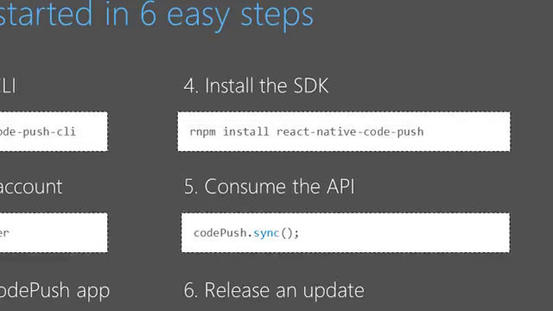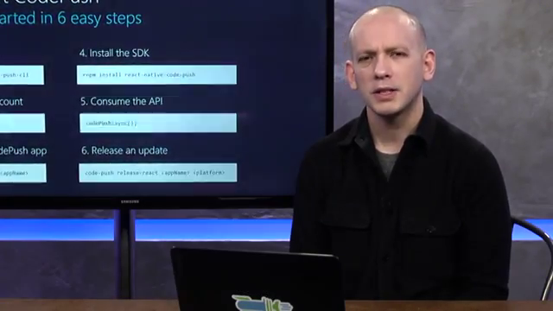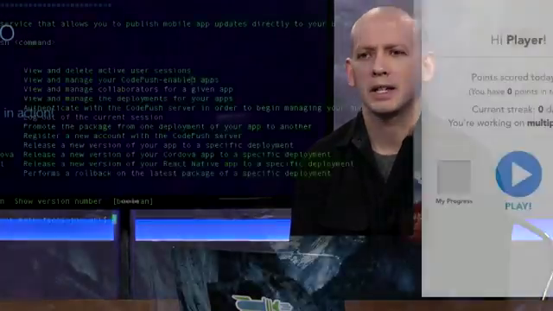Then, once the app has been fully CodePushified, all you have to do is use the CLI to release an update. And once you've done that, every instance of your app that is now calling that sync API will see the update and immediately be synchronized, making sure that any bug fixes, new features, or new capabilities that you want to release to your users are available immediately. So let's go ahead and take a look at what this looks like in action.